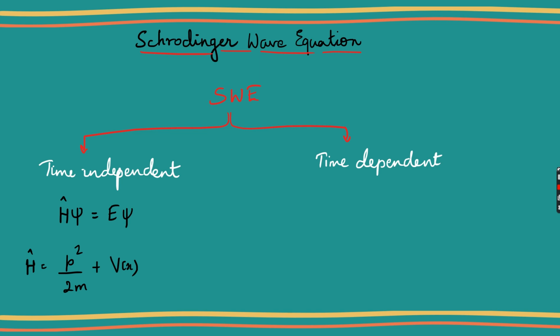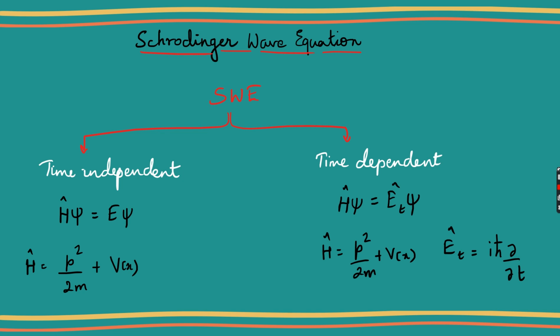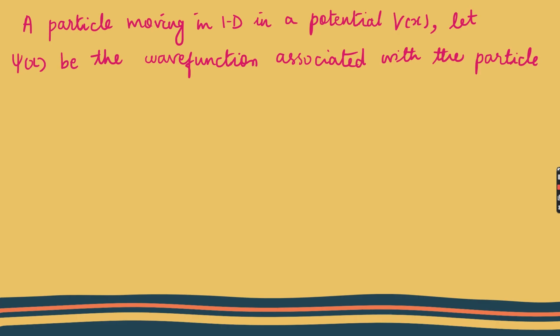H is equal to p square by 2m plus V of x, which is the potential. For time dependent, again the same equation, H psi is equal to E psi, but over here H is an operator and E is also an operator. So H is equal to p square by 2m plus V of x, and E will be i h cross dou by dou t. This is a special case for the time dependent function. Now let us get the wave equation and then find the solution, and we will get the wave function and also some important points through that.